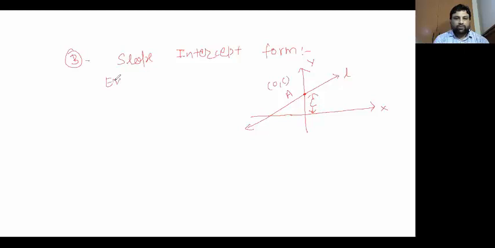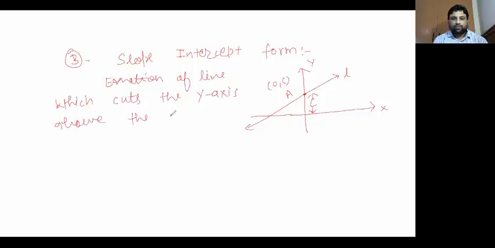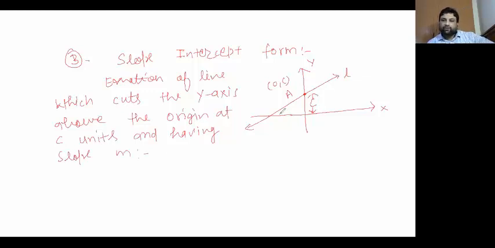So equation of line which cuts the y-axis above the origin at c units and having slope m. So here you can see we have slope also, and we know that this line is passing through this point A.